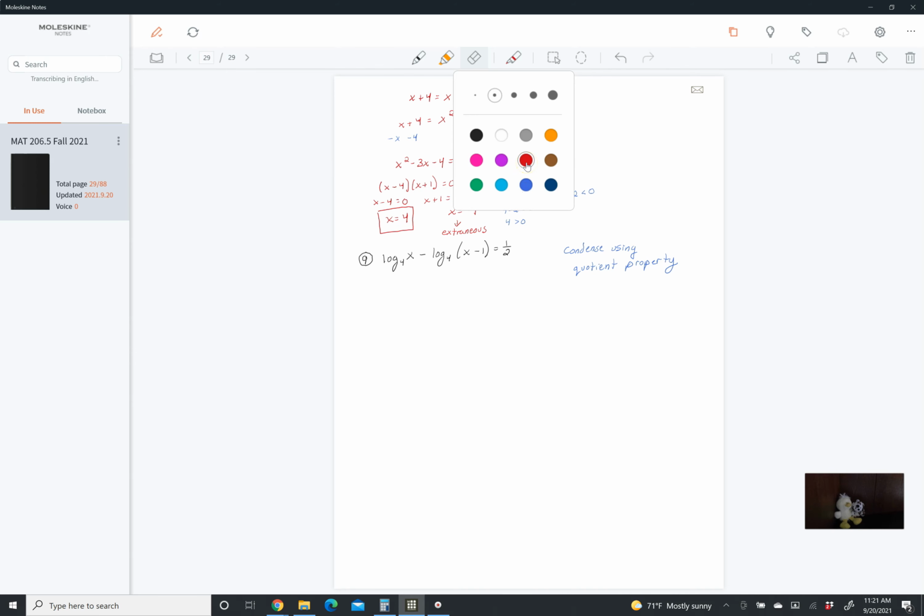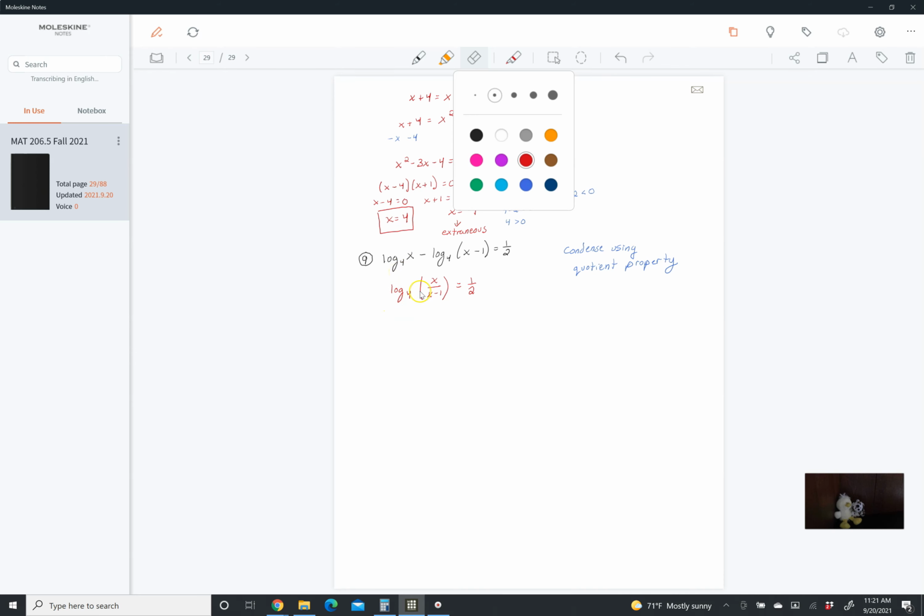So we get log base 4 of x over x minus 1 is equal to 1/2. Okay, so now we can get rid of this log in one of 2 ways.